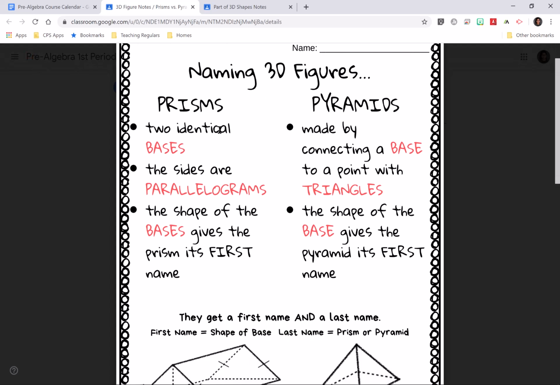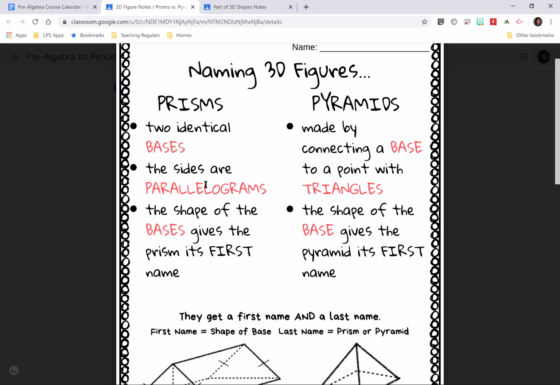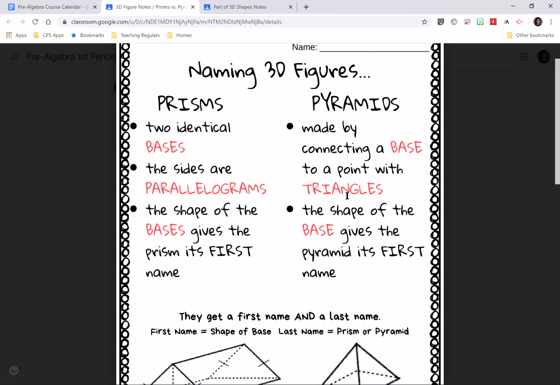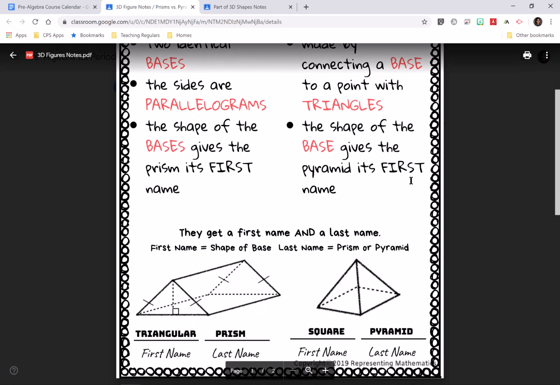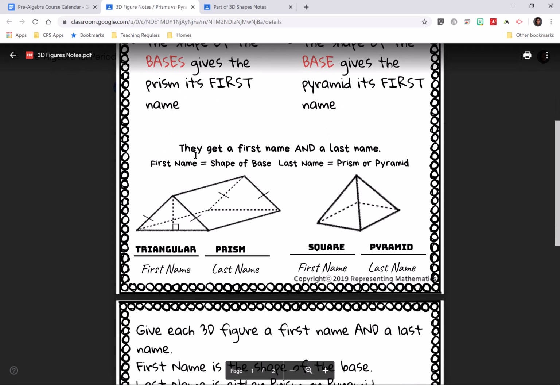Okay, so on this set of notes, you'll see the different characteristics of prisms, different characteristics of pyramids. For prisms, they'll have two bases, whereas pyramids only have one base. The faces of prisms are going to be parallelograms or rectangles, and for pyramids, their faces are going to be triangles. And for both of these, you name the prism or the pyramid based off of the bases. Okay, so it explains that over here, and then these are some great examples.